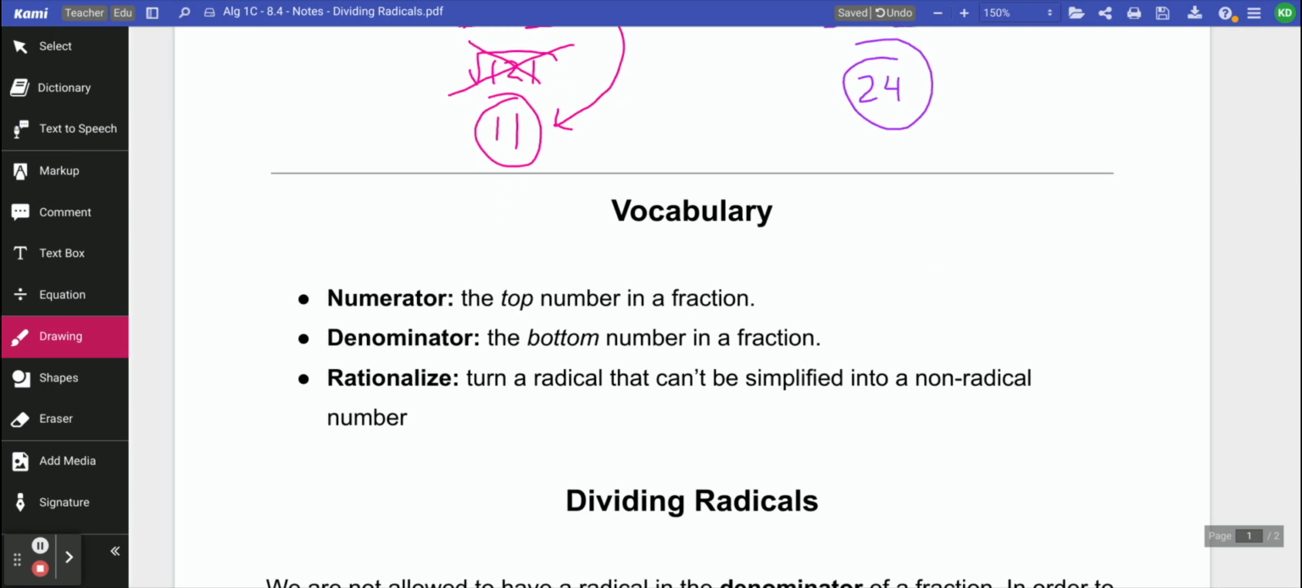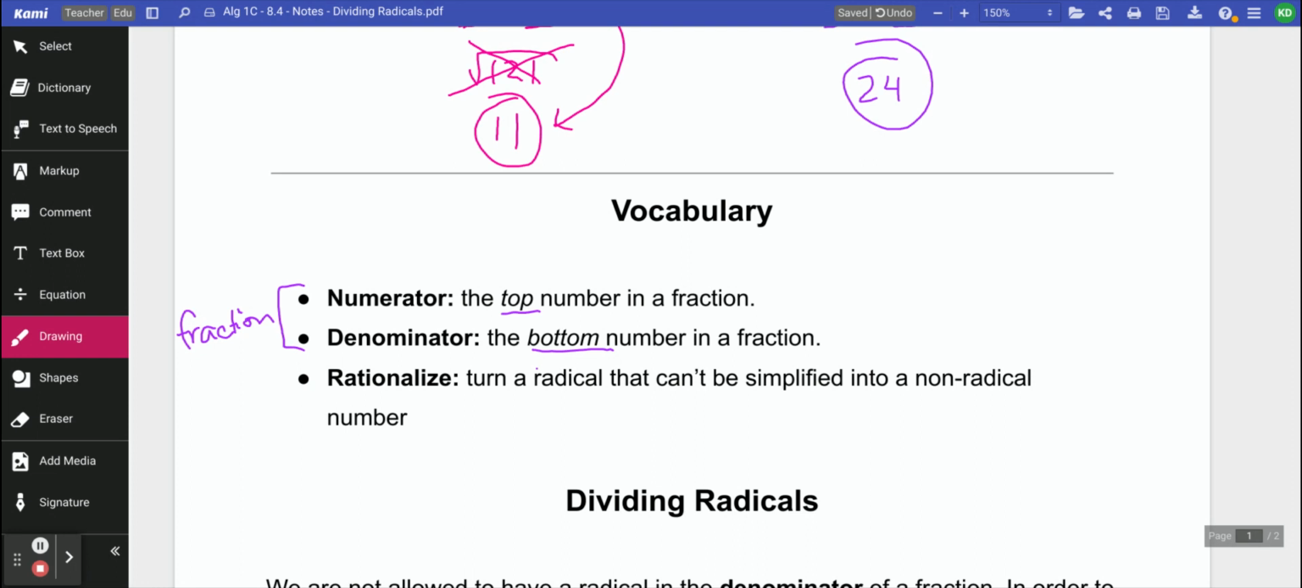So our vocabulary today. Just a little refresher about our fractions. Top of a fraction is called the numerator. Bottom is called the denominator. I always remember this as the debottomator. So denominator is the bottom number in the fraction, and numerator is the top of a fraction. Our new vocab word is to rationalize. That means turning a radical that can't be simplified into a non-radical number.